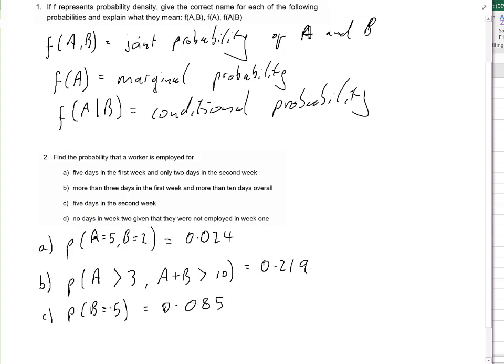So 8.5%. And D must be a conditional because we haven't had one yet. No days in week 2, given they had no days in week 1. So this is the really sad situation where someone has week 1, they got no work. What's the chance that they don't get work in week 2 again? What's the chance they didn't get work in week 2, given they didn't get work in week 1? Slightly different.